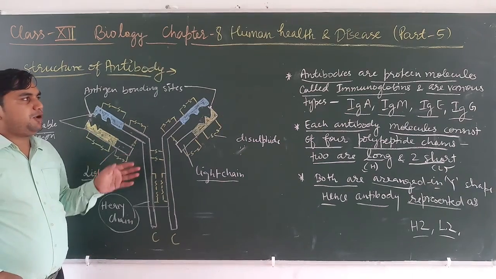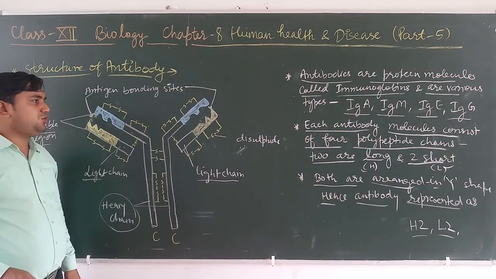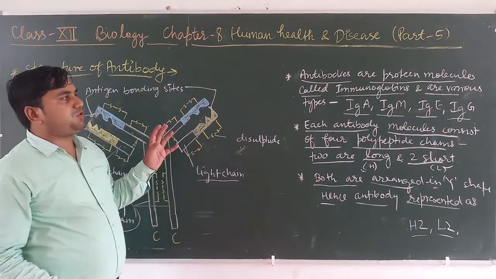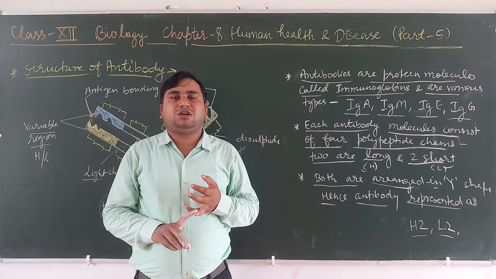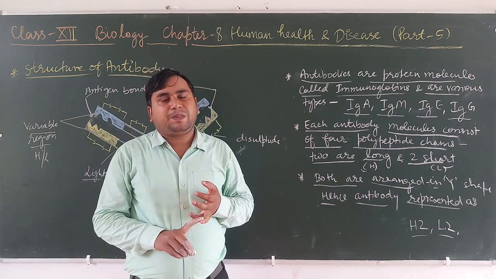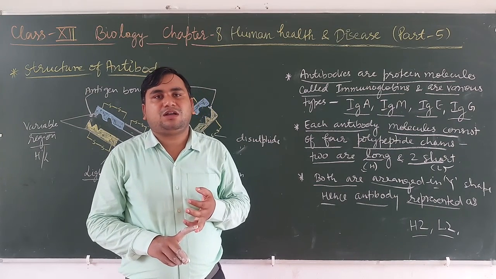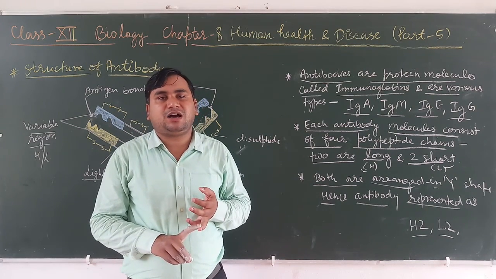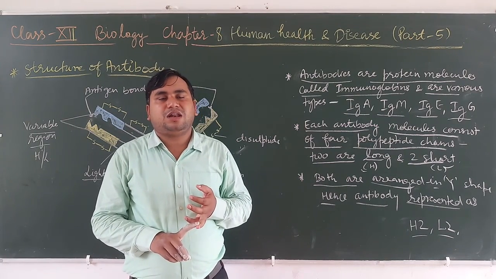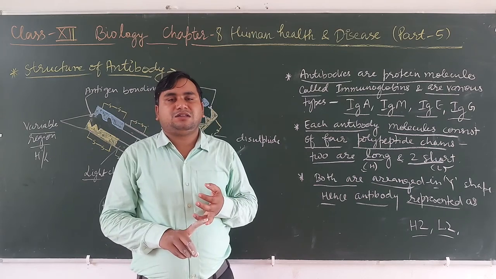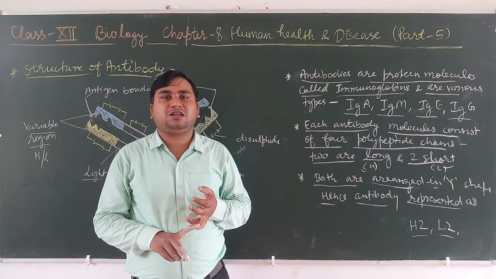This is all about the structure of antibody, in which the antibody is a protein molecule called immunoglobulin. There are various types of immunoglobulin: immunoglobulin A, E, M and G. They consist of polypeptide chains, in which one long chain represents the heavy chain and the short chain represents the light chain, and they have the variable region in the light and heavy chain. They have antigen binding sites and they are Y-shaped.